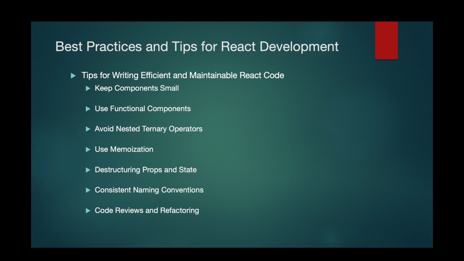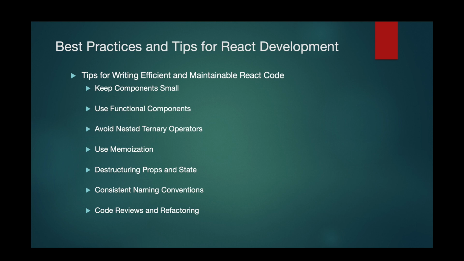Use functional components. Whenever possible, use functional components over class components as they are simpler, more concise, and easier to understand. Avoid nested ternary operators. Limit the use of nested ternary operators to avoid code complexity. Instead, consider using conditional rendering with if statements or switch cases for better readability. Use memoization. Utilize the useMemo hook to memoize expensive calculations or complex data transformations to improve performance by avoiding unnecessary renders.